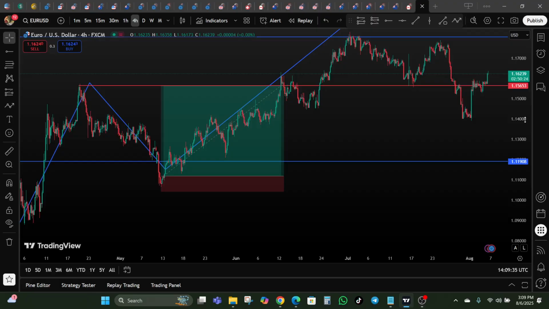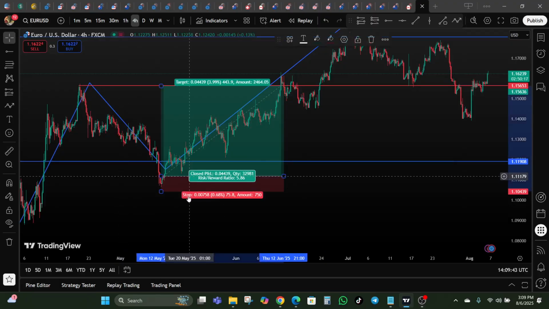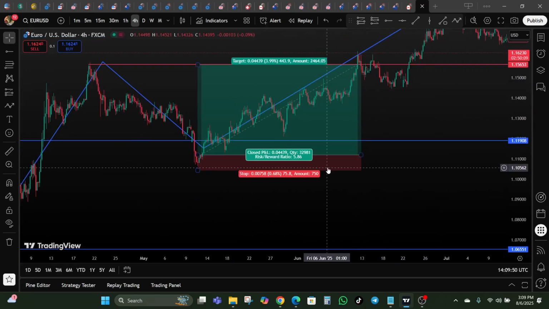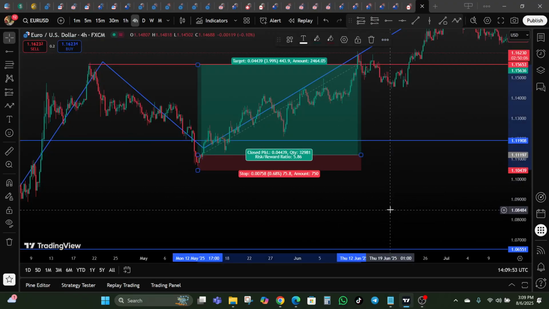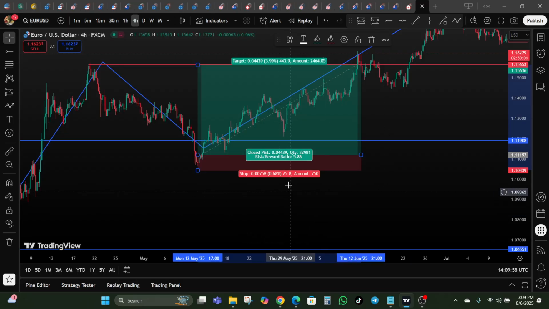It might be hard for you to get a 5 pip stop loss, but if you get a 5 pip stop loss that is realistic, then that's absolutely great. In this particular example, we can see that our stop loss is about 7.5 pips. You can see it's about 7.5 pips, right? That's 75.8 points. So in this case, getting 1% risk would have been really, really realistic.